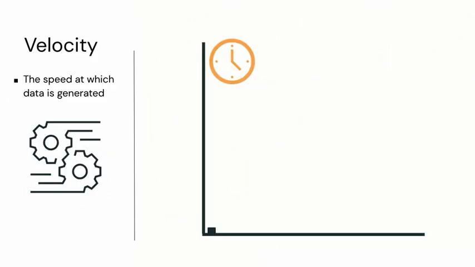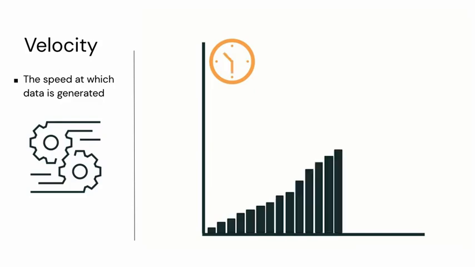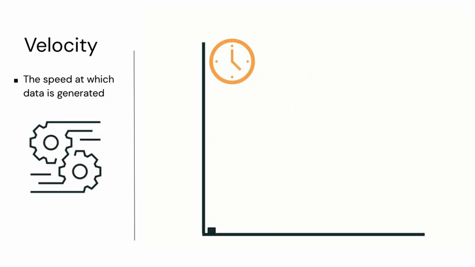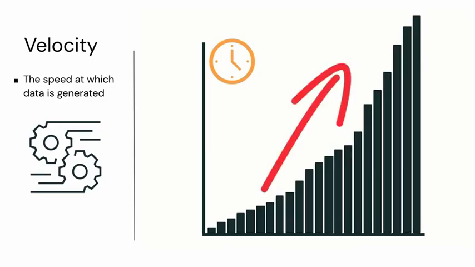The second characteristic that defines big data is velocity, which refers to the speed at which new data is generated and the speed at which data moves around. According to the IDC, in 2025, each connected person will have at least one data interaction every 18 seconds. That's about 6 billion people.